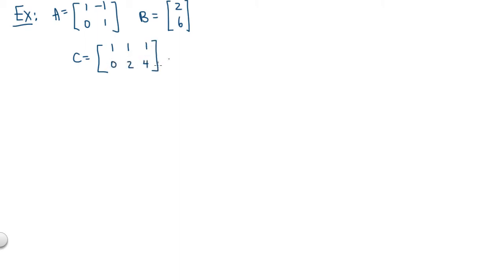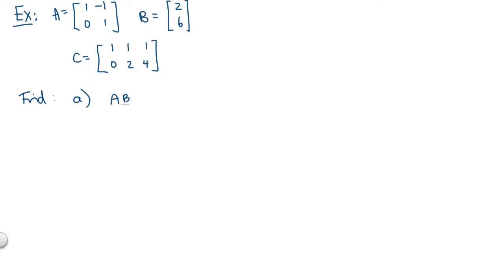Okay, so a typical matrix multiplication problem. Let's give ourselves a few matrices here. Got A, B, and C. Okay, and let's find a few different products. So for part A, let's find the product AB.